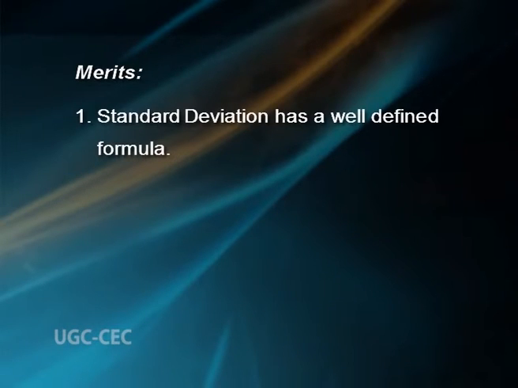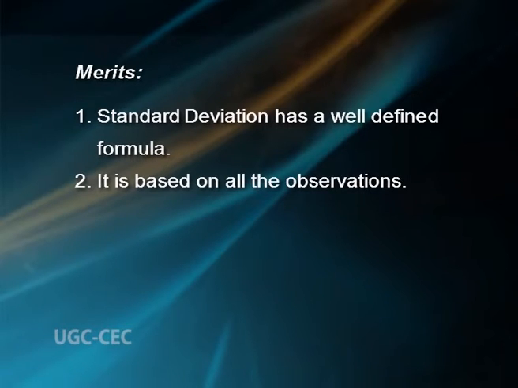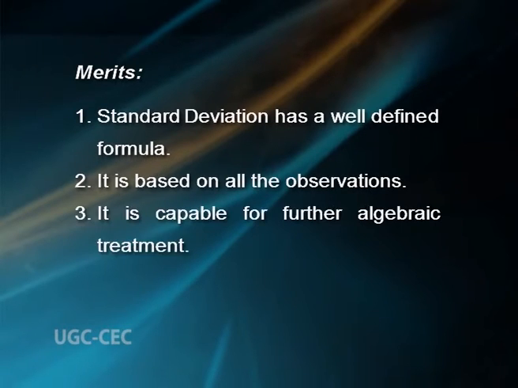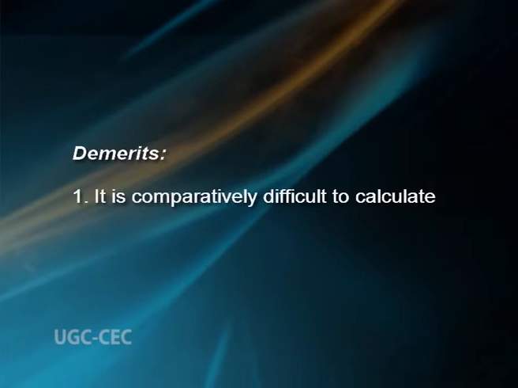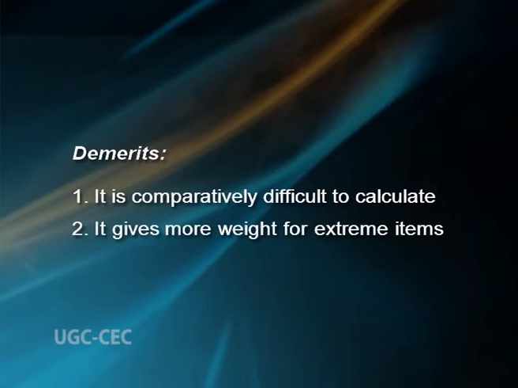Merits and demerits of standard deviation. Merits: 1. Standard deviation has a well defined formula. 2. It is based on all the observations. 3. It is capable of further algebraic treatment. 4. It is not much affected by fluctuations of sampling. Demerits: 1. It is comparatively difficult to calculate. 2. It gives more weight to extreme items.